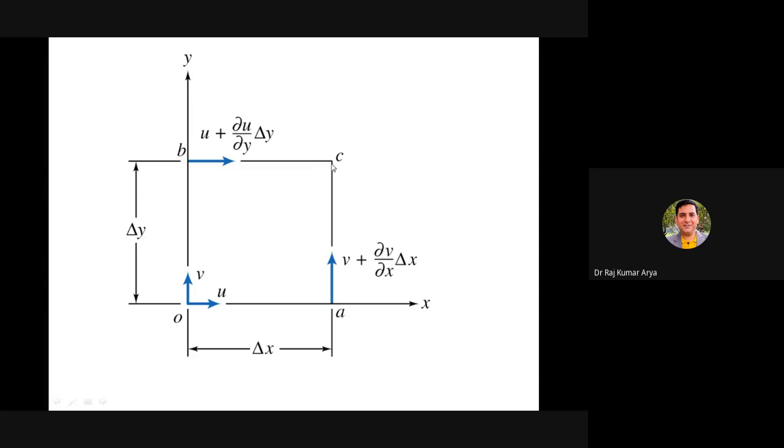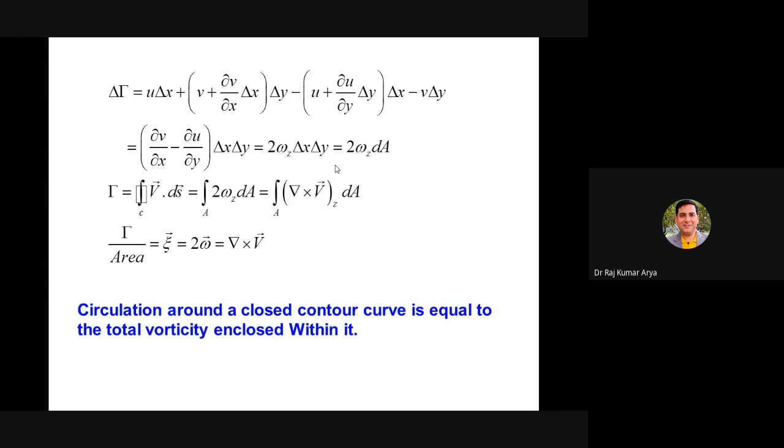Now from here to here, this side velocity component is u plus del u upon del y into delta y. So you want to go this side, so there should be a minus sign there. So here you get minus u plus del u upon del y, delta y into delta x. Now you reach point B.